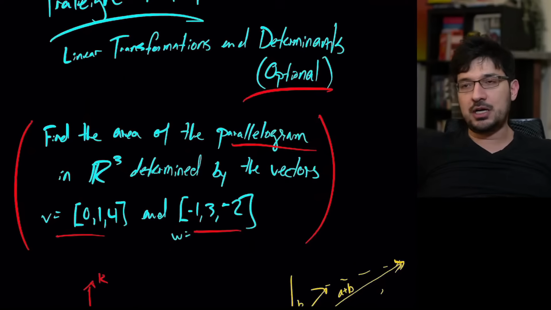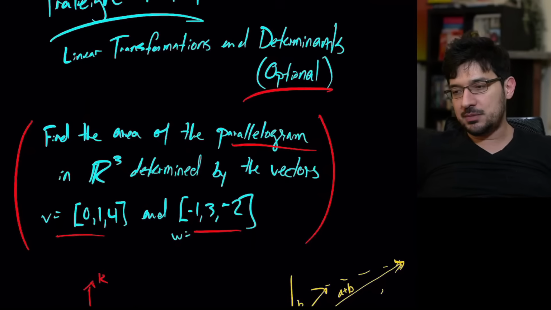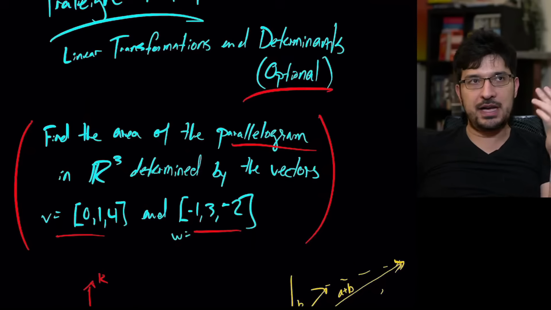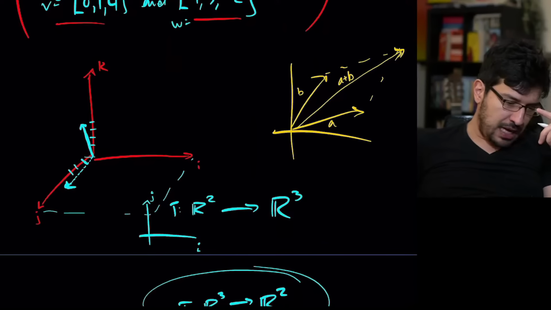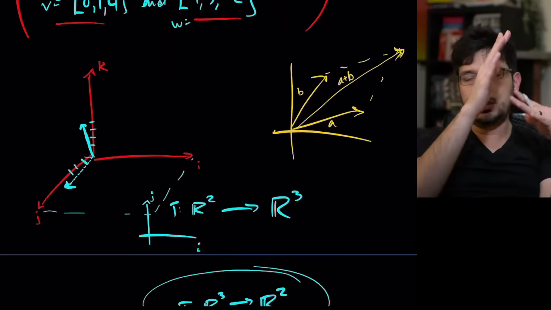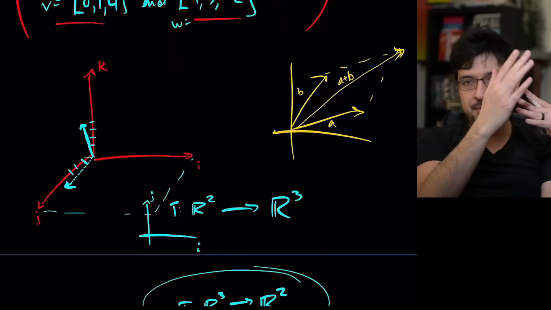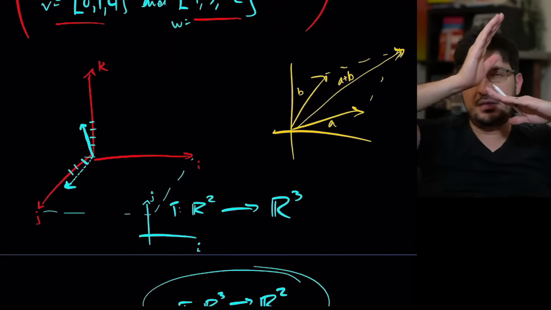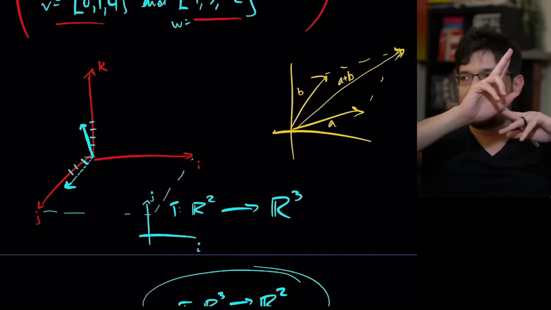So the question is, find the area of the parallelogram in R3 determined by these two vectors. I know that in R2, the area of a parallelogram is the determinant of the two 2x2 vectors, right? But now we're in 3D space, and I know that two linearly independent vectors in R3 span a plane. So I want to find the determinant of those two vectors in that plane that they span.